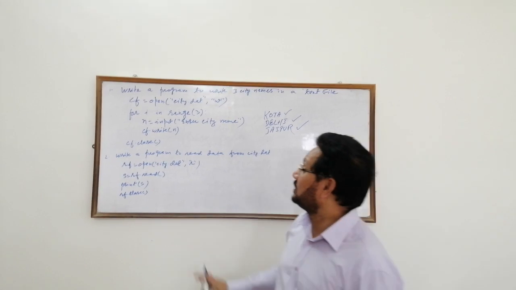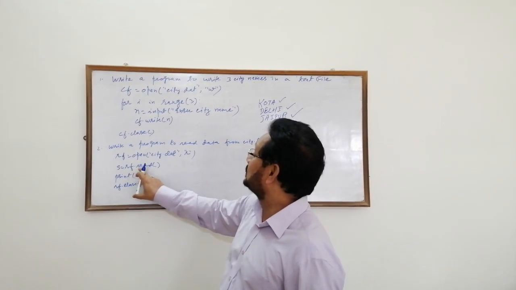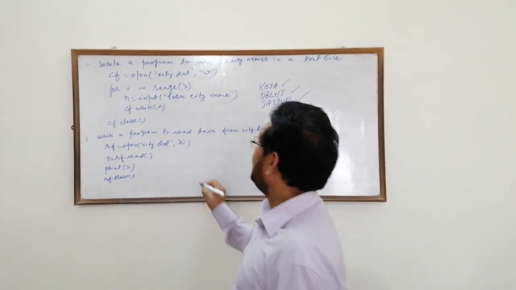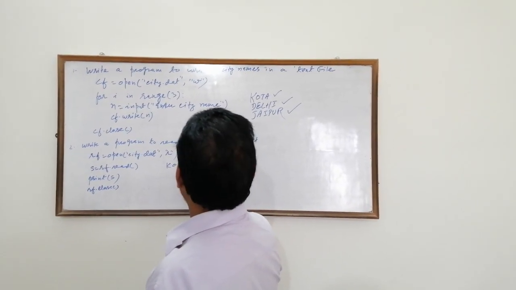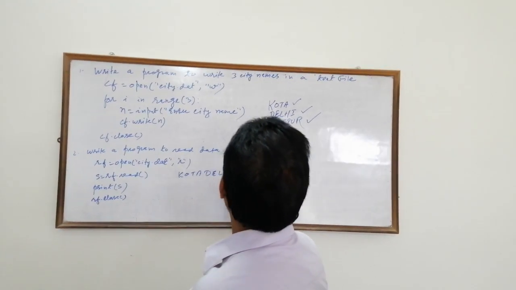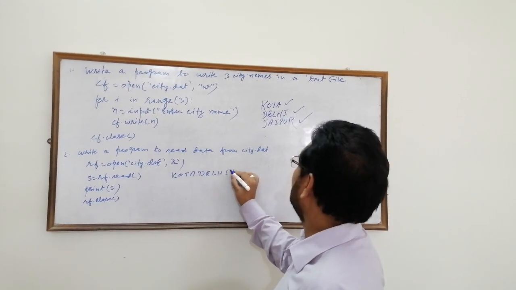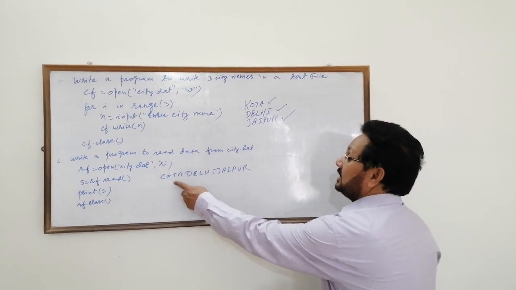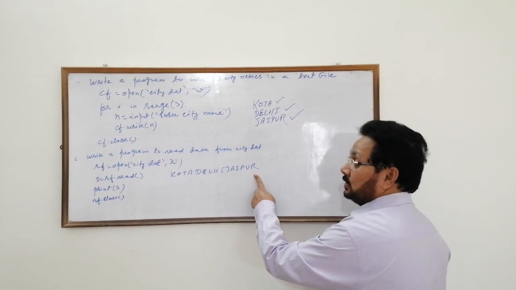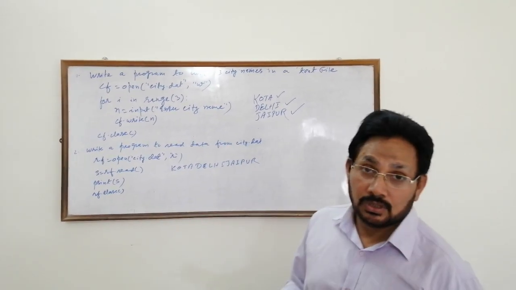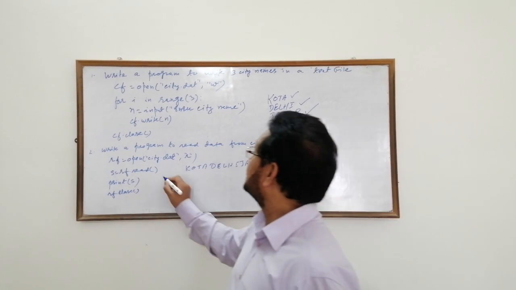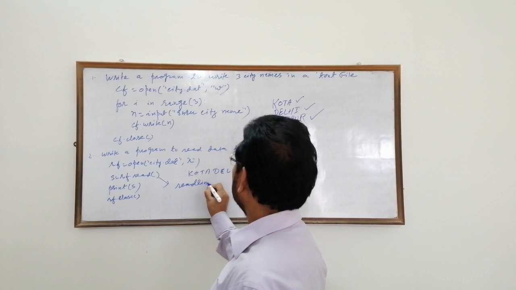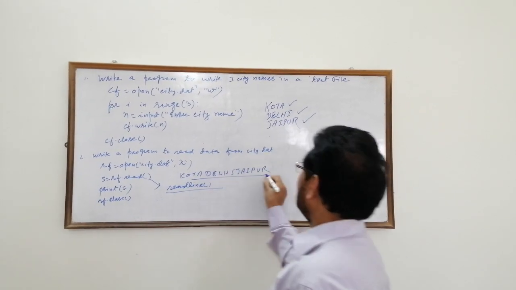The function which we are using here is S equals RF.read. So what it will do, it will read all the 3 data together: Kota, Delhi, and Jaipur. And while printing also, it will give you the output in this format. Finally we close. Now you can use here, instead of read, you can also use readline, and the result will come the same.